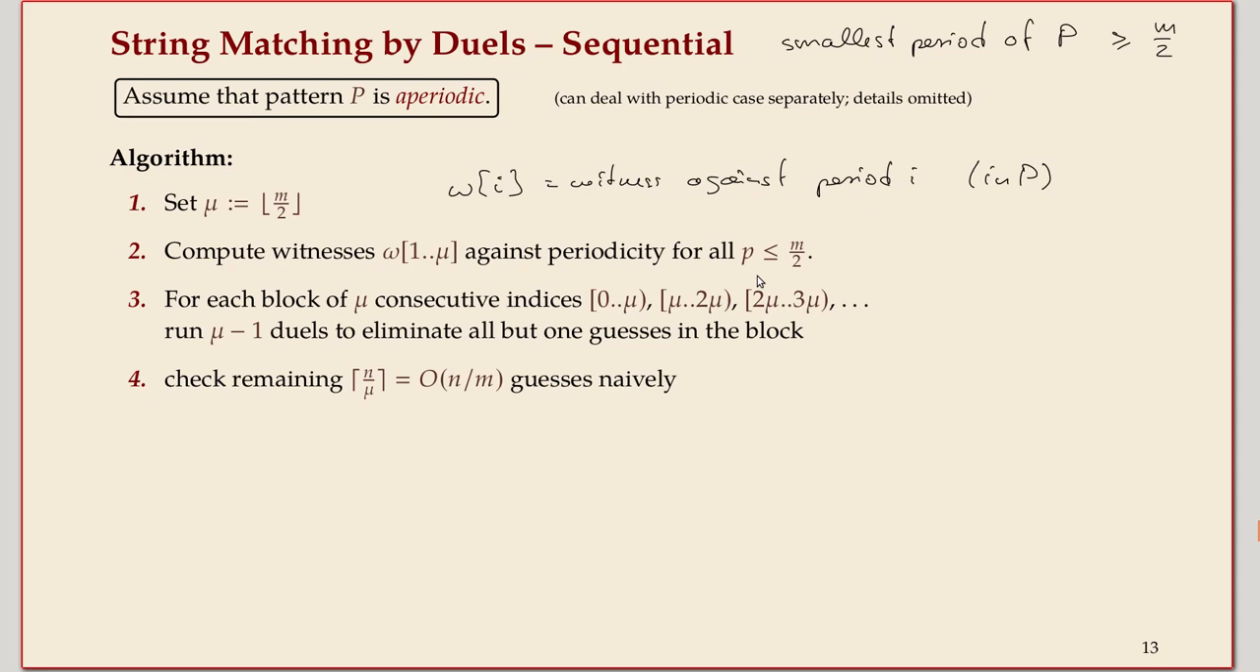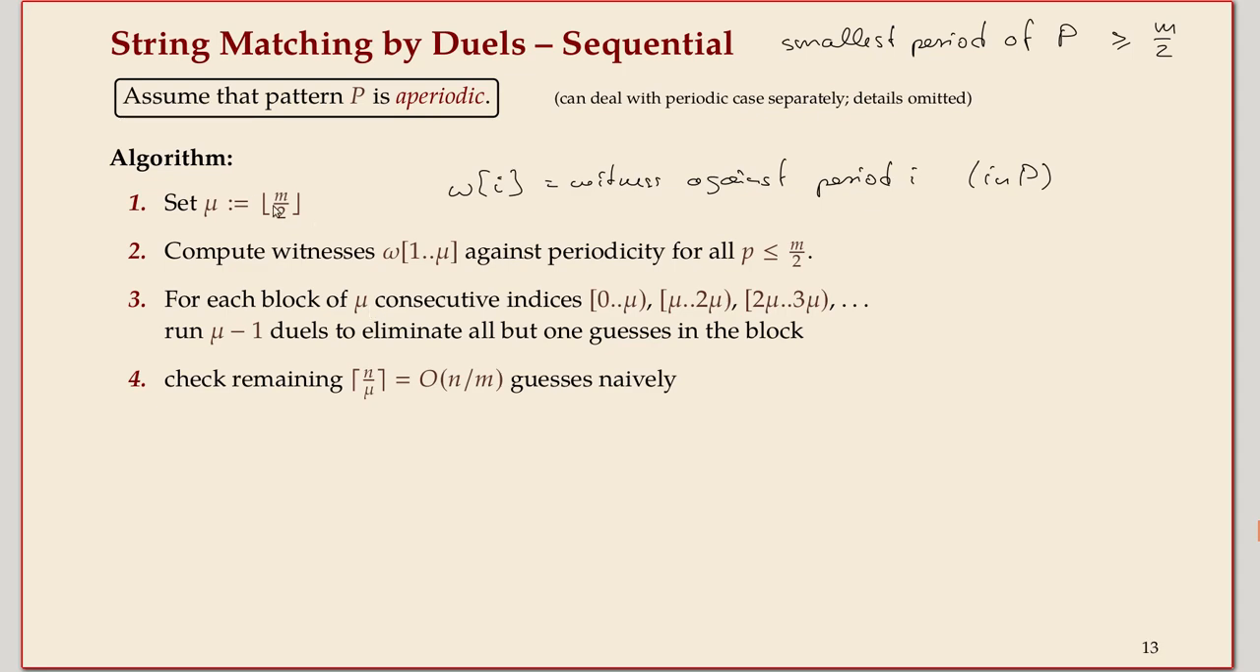So we compute all those witnesses, and we'll briefly talk about how in a second. But once we have those, we define the blocks of our text, blocks of size mu. So we take the first mu characters, the next mu characters, and so on. That's all these. And inside each of the blocks, we run duels. In each block, there's mu different guesses, mu different potential positions where a pattern might start.